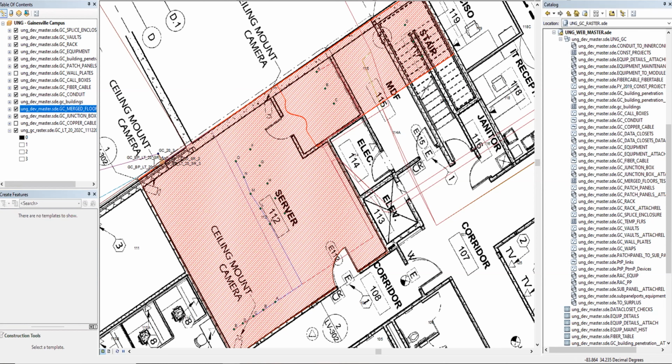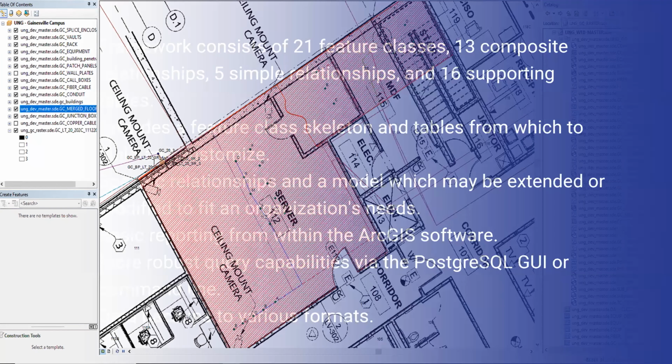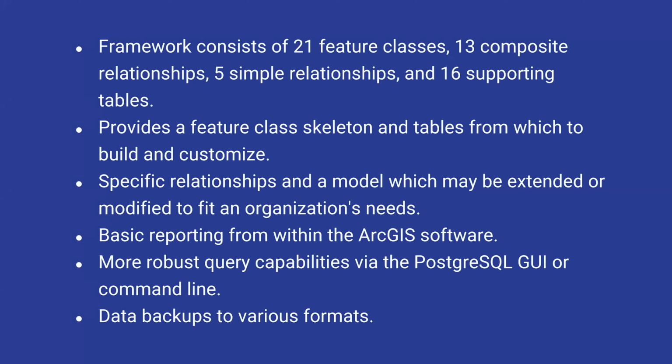ArcGIS and its successor, ArcGIS Pro, are perfectly suited to house and expand the framework by providing the user with robust tools to create and edit both spatial assets and their attributes. The completed 2.0 model is a fully functional framework pre-constructed with the necessary feature classes, relationships, supporting tables, basic queries, and reports to begin documenting and laying out one's physical network design.